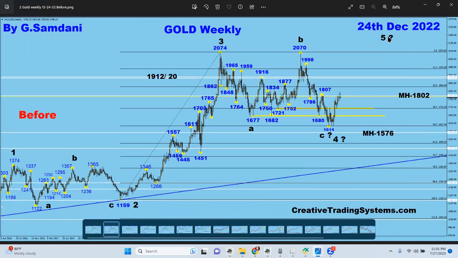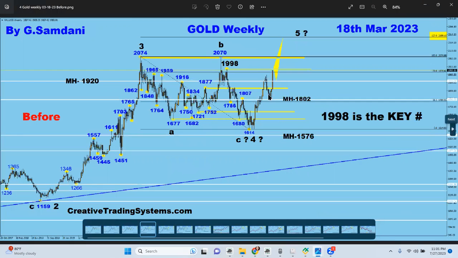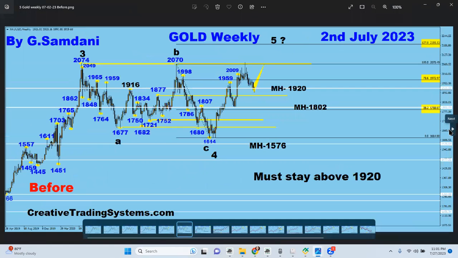So this is where we're supposed to go. So this is how we start to go. Then I said we're going to drop here and then go again to the upside. So we did that. We dropped here to 1802 and then started to go up. And I made several charts, from here it's going to drop here to 1877 and then go to the upside. And that's exactly what happened.